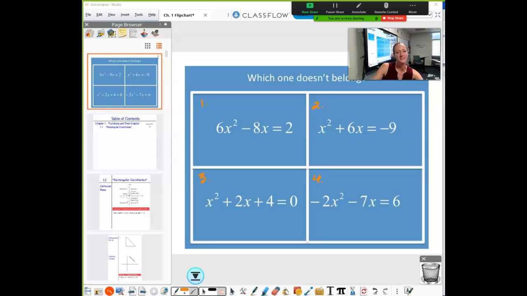Nobody sees anything? You can throw it in the chat if you don't want to say it out loud. I'm going to the next screen. We have people looking at it. Which one does not belong? It's a very open-ended question.